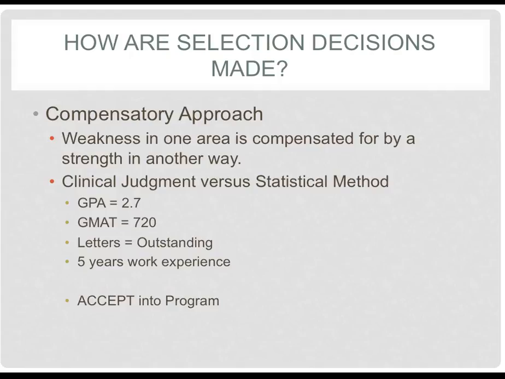So clinical judgment is not me doing any math, but me making the judgment in my own mind based on my experience. And the statistical method is where I actually apply numbers to it, and then I come up with sort of compensation and compensatory models and decide that they're weak here, but they're strong here, and this will work out well. And then I make my decision to accept, to hire someone into the program at that point.